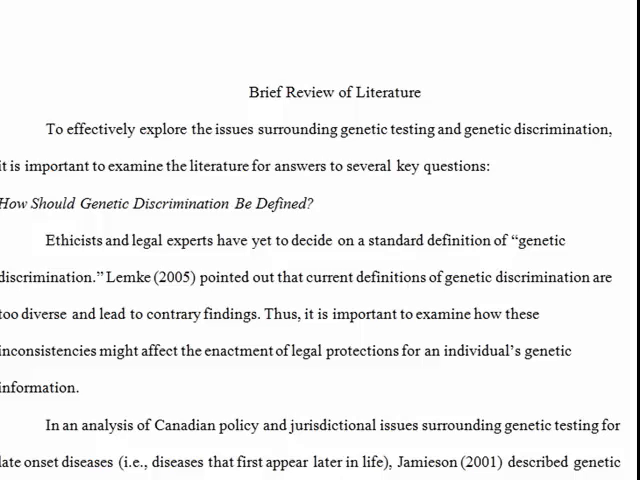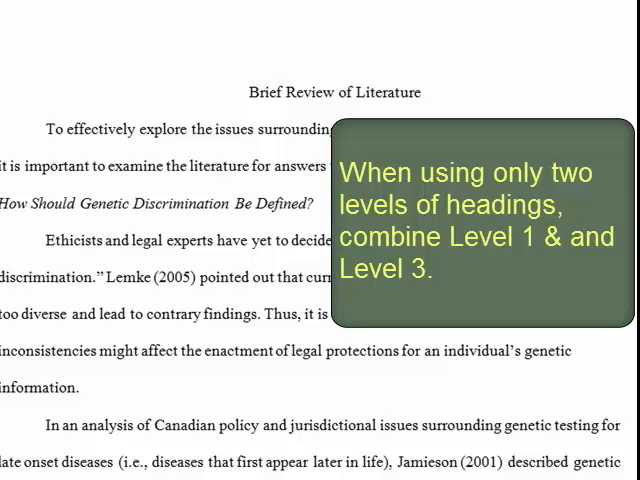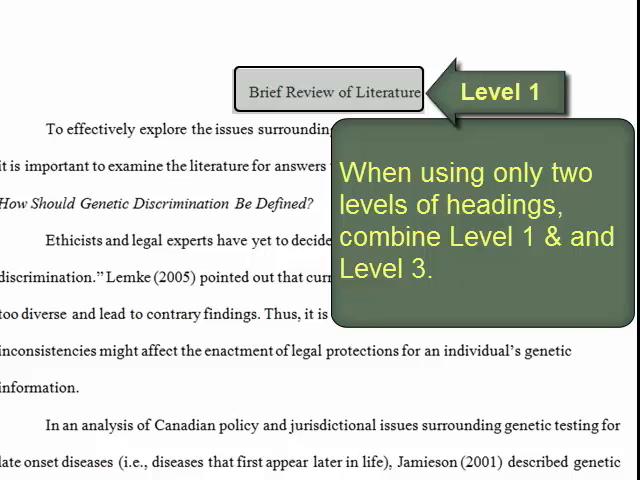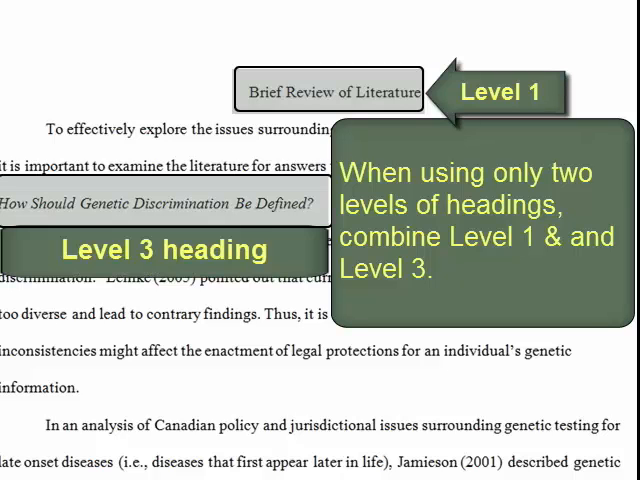The other thing to point out is that the APA manual says that whenever you are using only 2 levels of headings in your presentation, you should use a Level 1 heading, and you see here the second level you should use a Level 3 heading. And according to the APA manual, those are the 2 levels to be combined whenever you have 2 levels of headings.